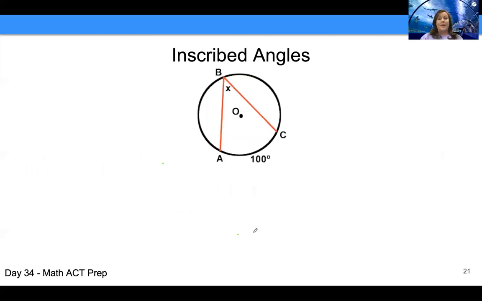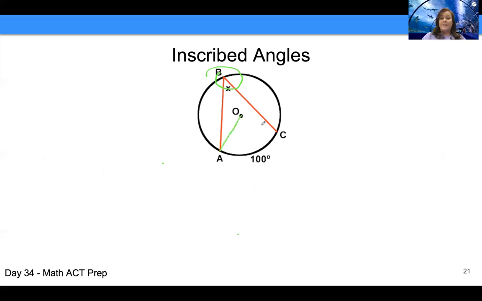Now, inscribed angles. These are different because the vertex is no longer in the center. It's on the circumference. It's inscribed. The circle is on the outside and the angle is on the inside. Now this one's actually really easy too.